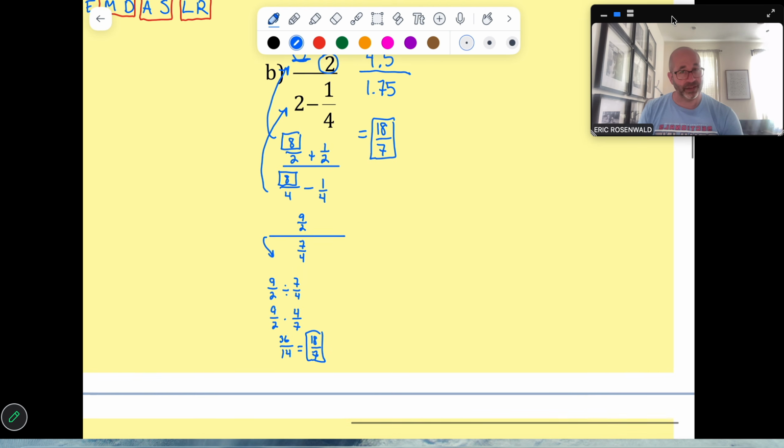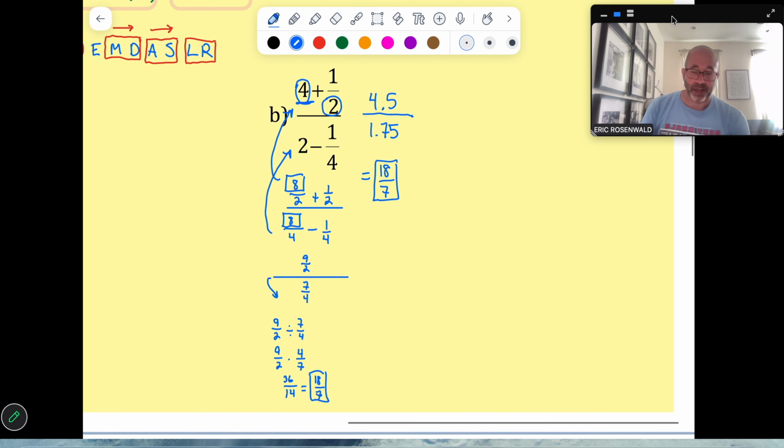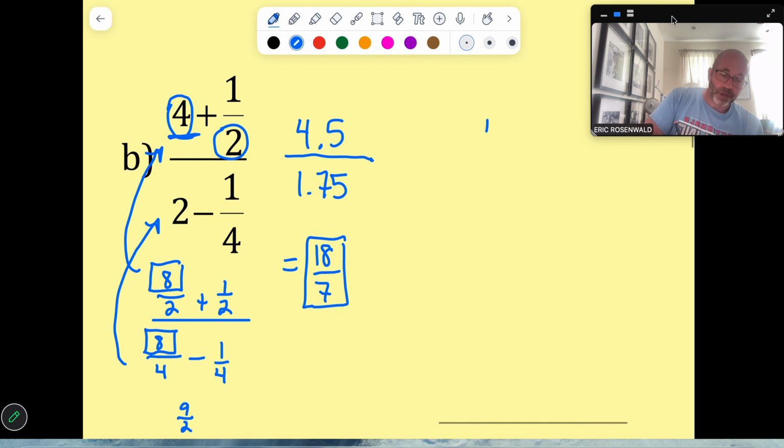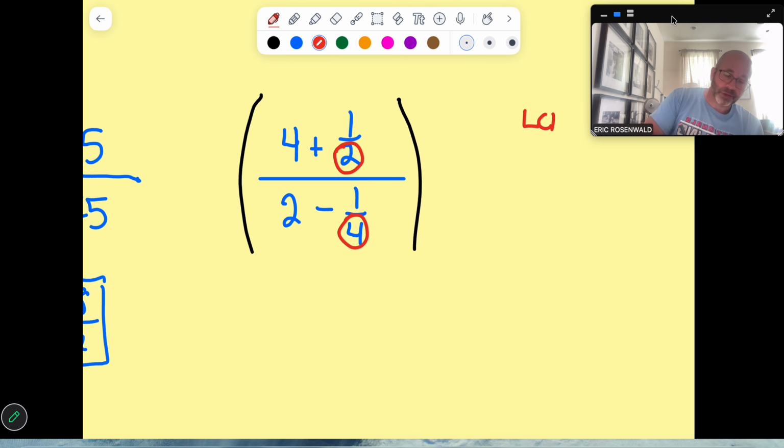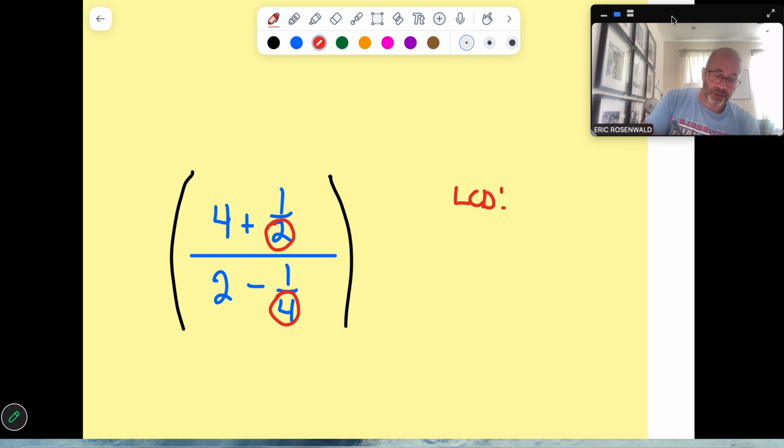Now, that's a long way to get there. So this is where I'm going to show you the advanced way of getting there. Okay? When we have 4 plus 1 over 2 divided by 2 minus 1 fourth, what we're going to do is we're going to actually take everything in this and we're going to multiply everything by the least common denominator of those complex fraction parts, the 2 and the 4. So the LCD of 2 and 4 is getting the least common multiple.